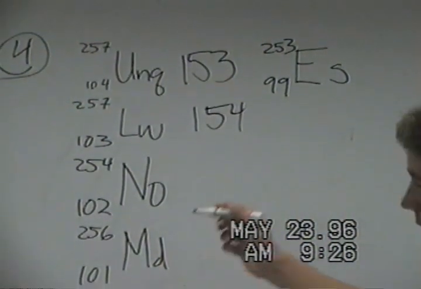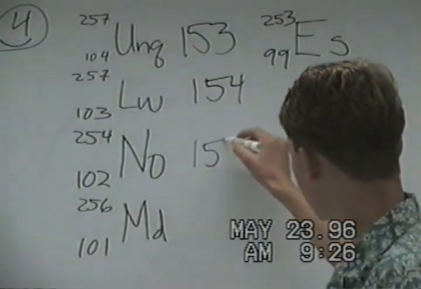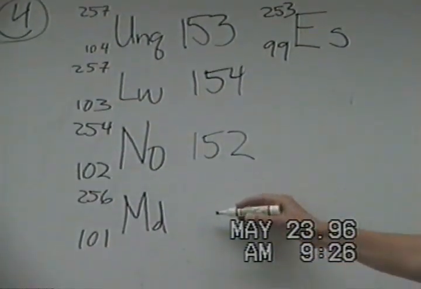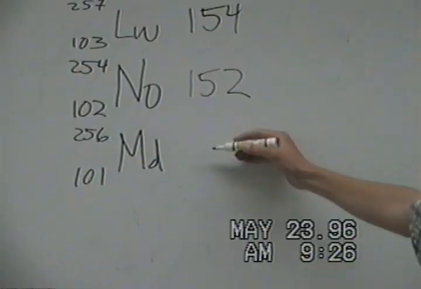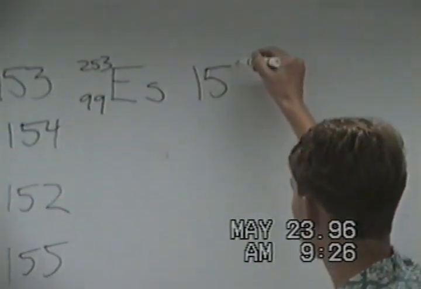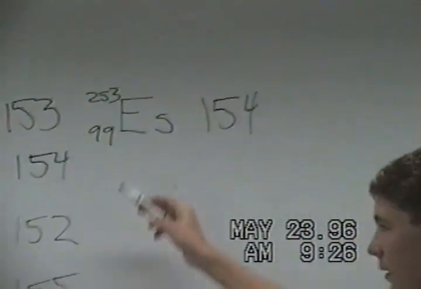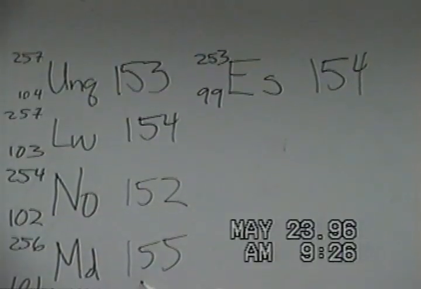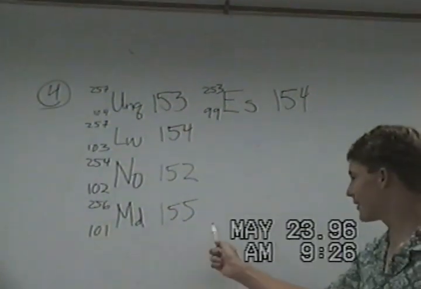And for NO, you get 152. And MD, you get 155. And ES, you get 154. And then you're supposed to just pick the largest one, and it's MD. MD. That's it.